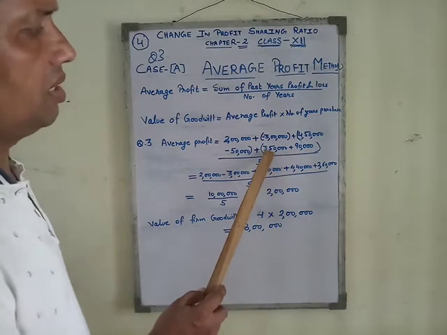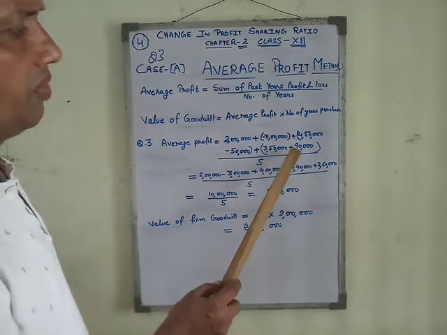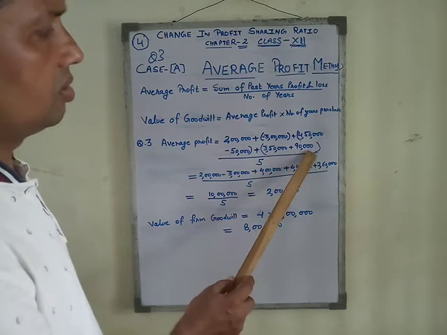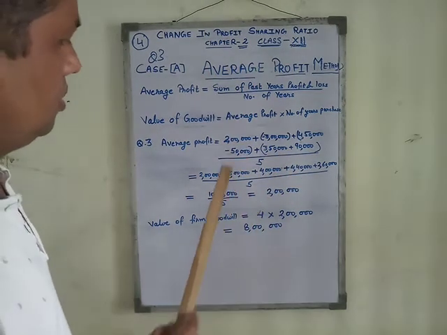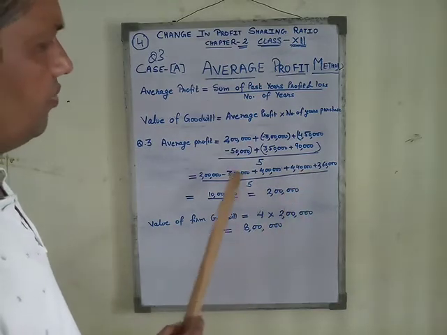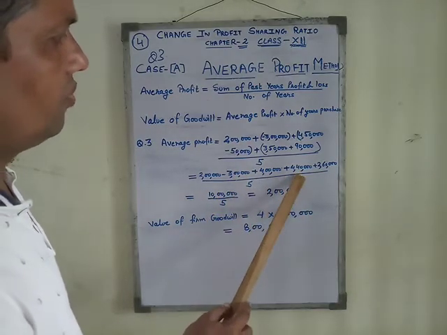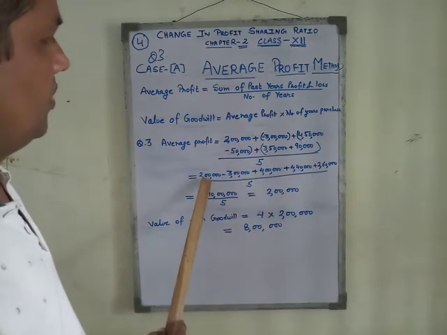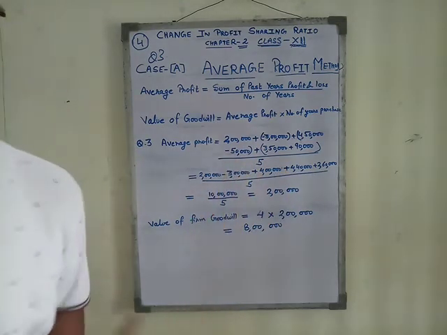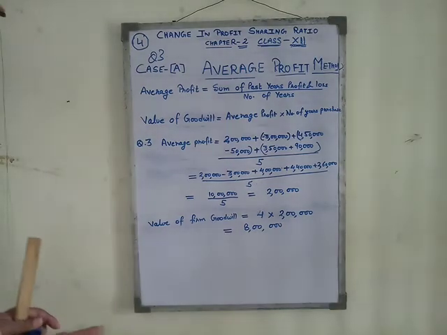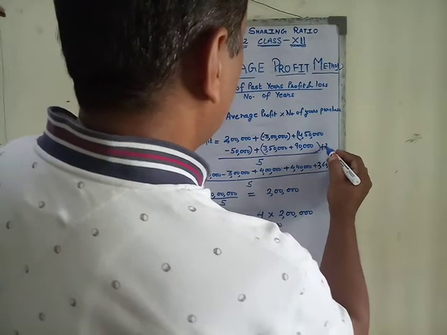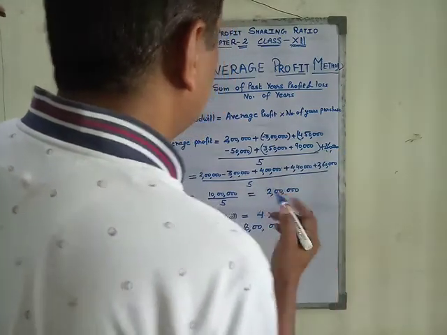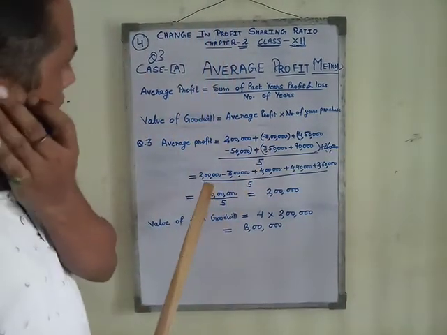In the next fourth year 3,50,000 is the profit and this is the abnormal loss, it can be added. So these are the 4 years' profits, and in this the 5th year profit is 2,60,000. This is given. So this is the solution of the profits.